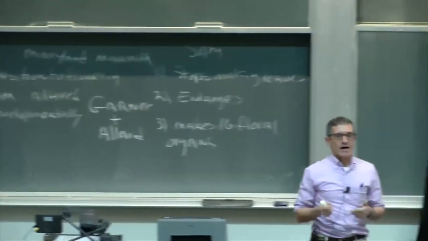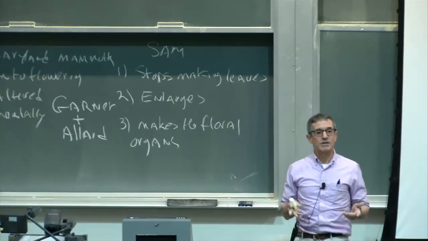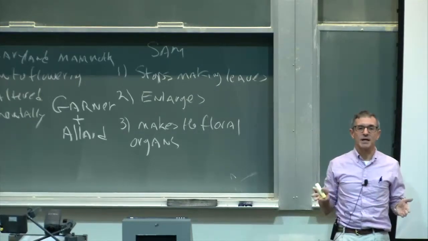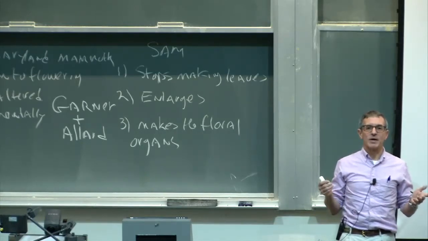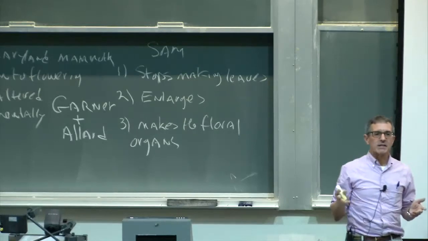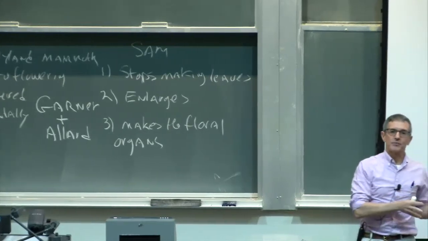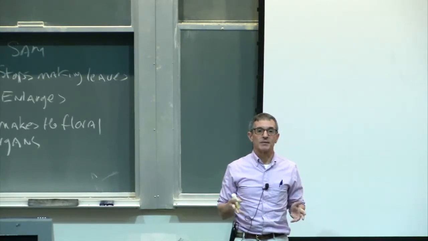Now, Garner and Allard knew there was something different about the greenhouse environment, and what was different, of course, was that it was preventing the frost from killing the plants. But what was it about the environment which was allowing these plants to flower? Why did the plants not flower until after they were put into the greenhouse? It wasn't simply the fact that they were in the greenhouse that made them flower.